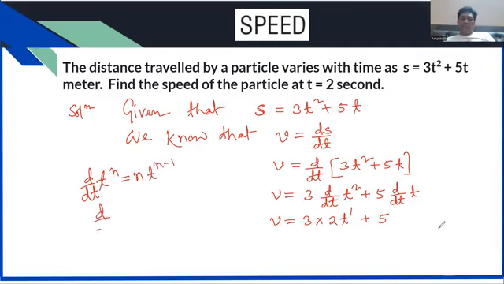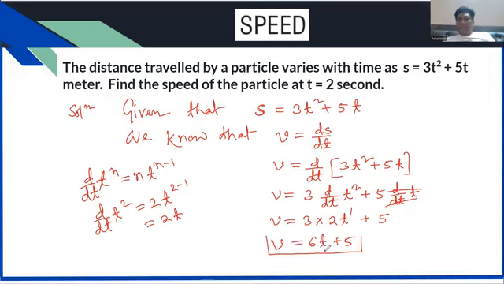So here it is t square, so it will be 2t to the power 2 minus 1. So 2t. And here it is dt by dt only, so it can easily be cancelled. dt upon dt will be 1. So it means v equal to 6t plus 5. This is the general expression of speed with time.